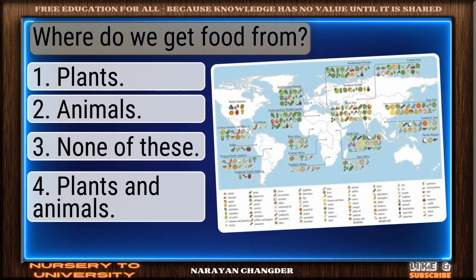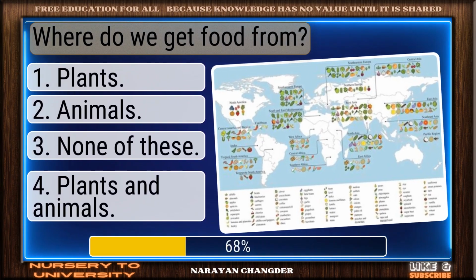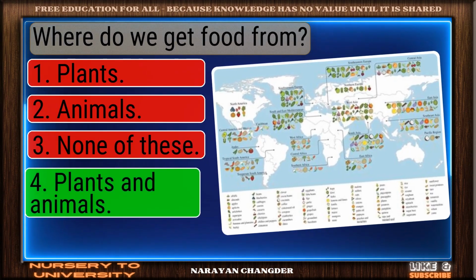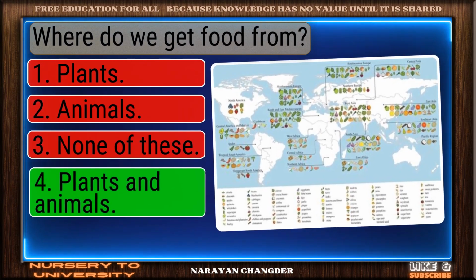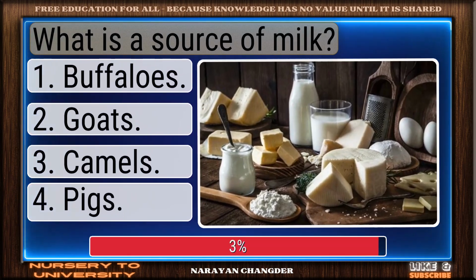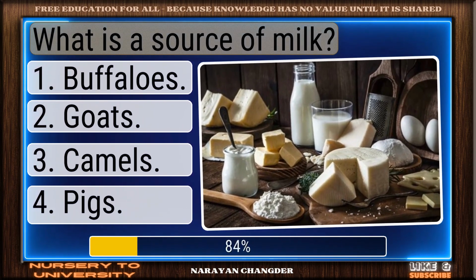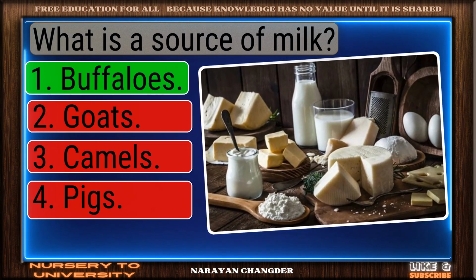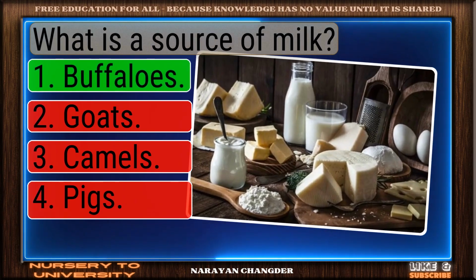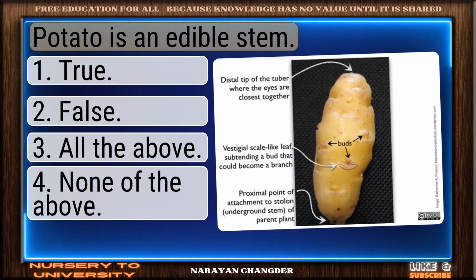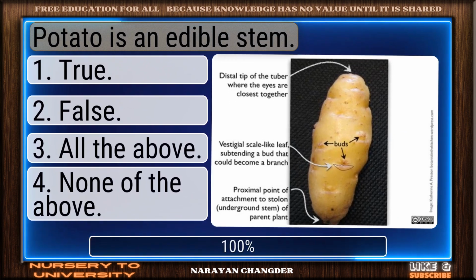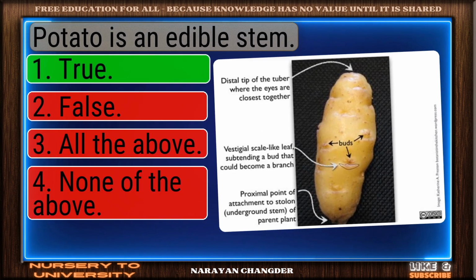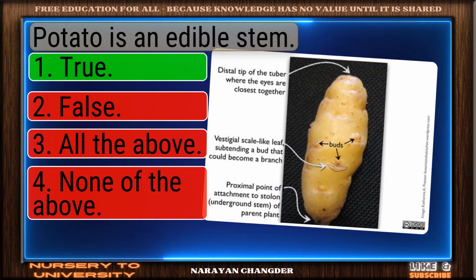Where do we get food from? Right again. Plants and animals is a valid answer. What is a source of milk? Sharp thinking. Buffaloes is the right choice. Potato is an edible stem. Perfect. True is the correct choice.